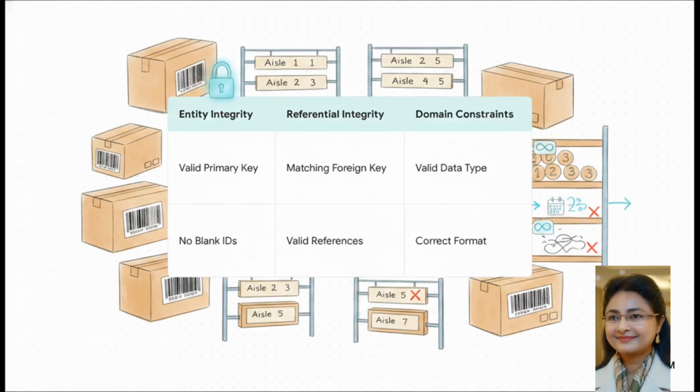This acts like our tracking system. It ensures that if a box says it belongs in aisle 5, well, aisle 5 must actually exist. It safely connects our tables using foreign keys. And finally, domain constraints act as our quality control. If a shelf is designated for whole numbers only, you cannot stick text or a date in there. Together, these constraints are what maintain the absolute integrity of our relational model.